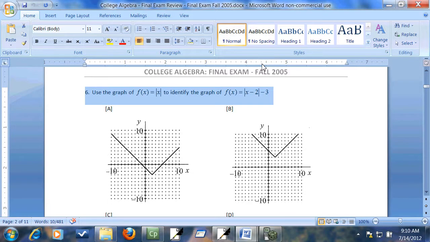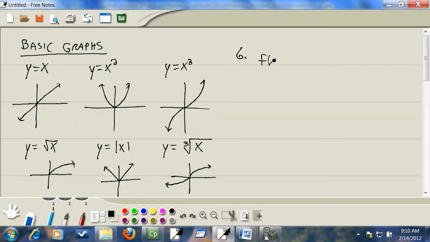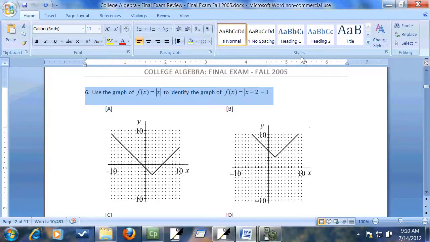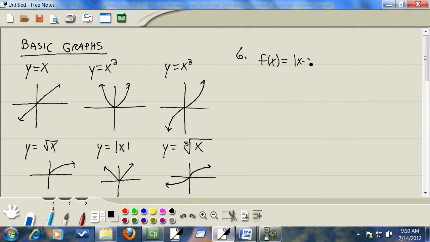It says use a graph of f of x equal to the absolute value of x to identify the graph of f of x equal to the absolute value of x minus 2, minus 3. Well, if you got a number at the very end, then it's going to be up or down. This is negative 3, so this is going to be down 3. If you got a number inside with the x, it's going to be left or right, and this will be opposite of what you think. The negative 2 would make you think it goes left 2, so it's really going to go right 2.